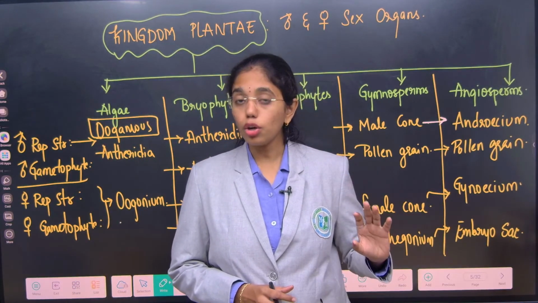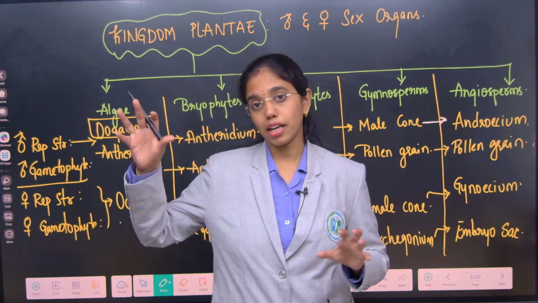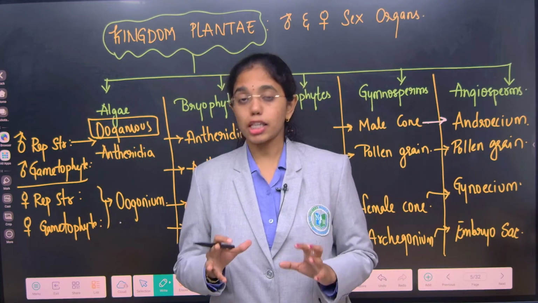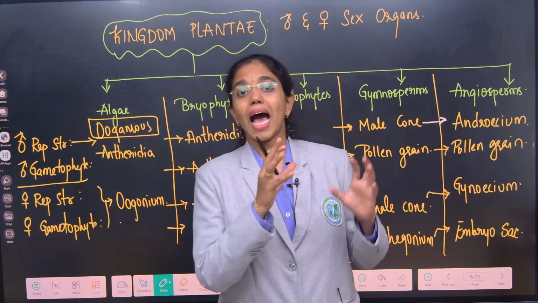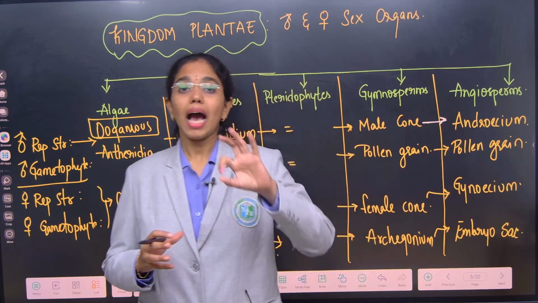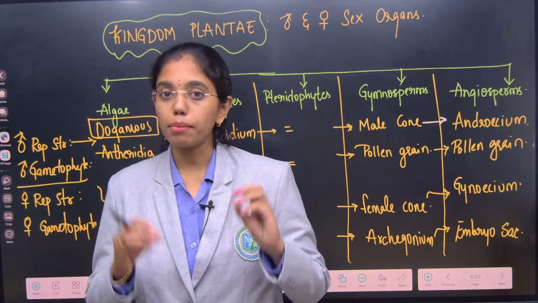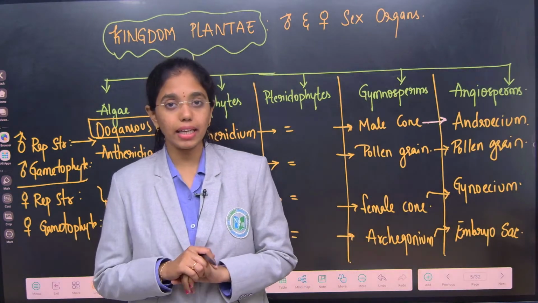Then we have looked into the reproductive parts: vegetative, asexual mode of reproduction by spores, and sexual mode of reproduction, isogamous, anisogamous and oogamous, with examples. These are the key takeaways.